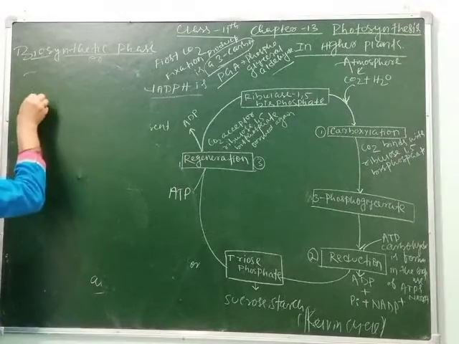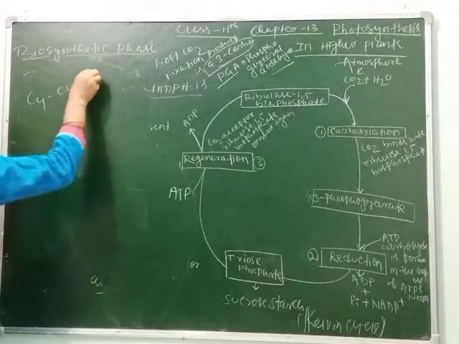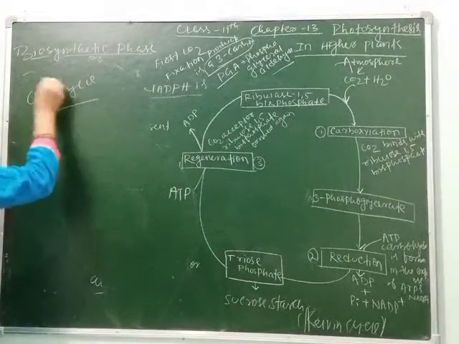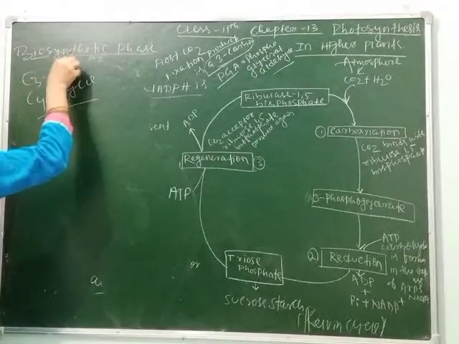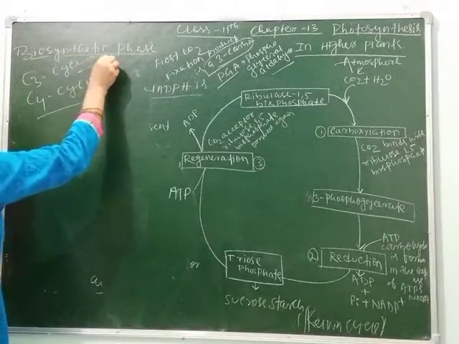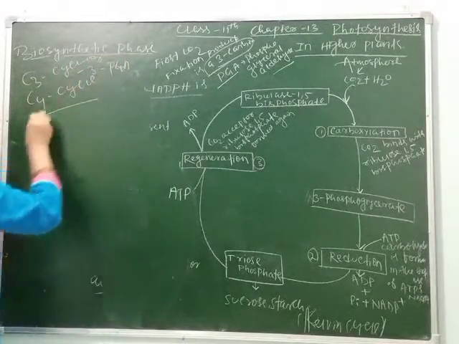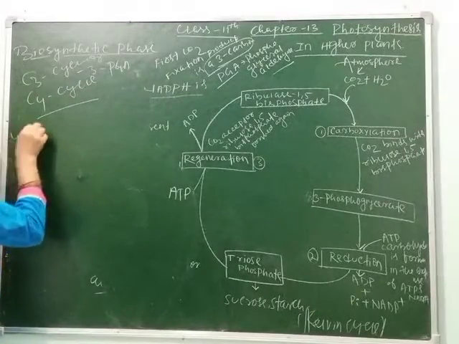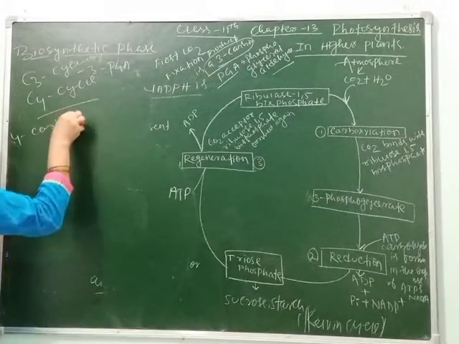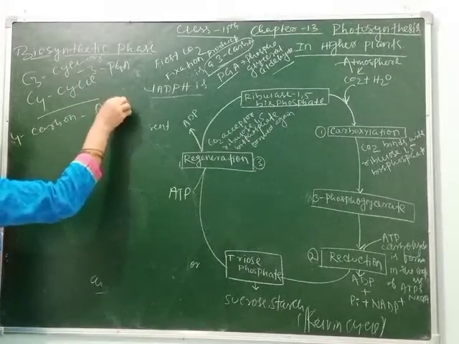Another is called the C4 cycle. So what is the C4 cycle? Here I have told you about the C3 cycle. One is the C3 cycle, where a 3 carbon product, PGA, is formed, and in the C4 cycle a 4 carbon source, OAA, is formed.